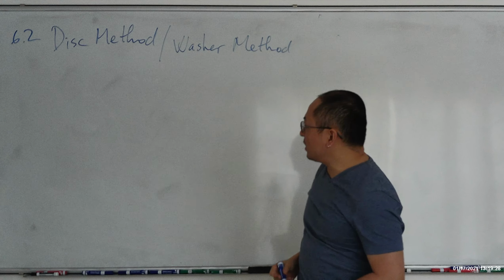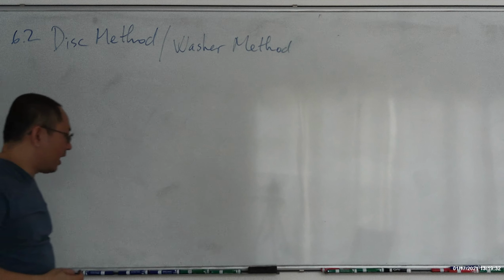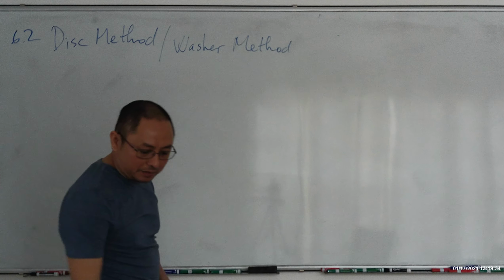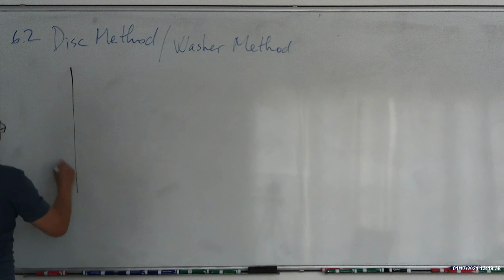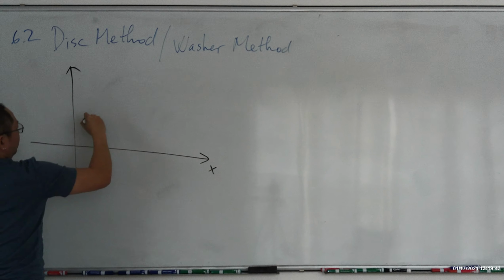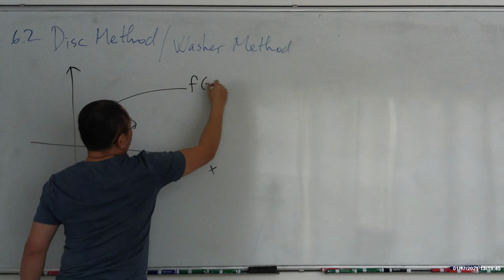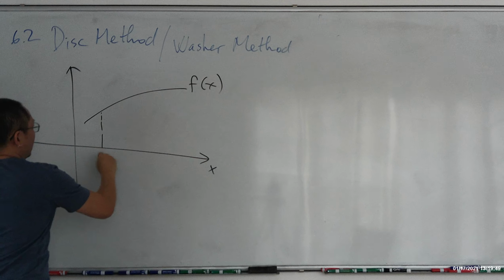So let me start this with a general case, and then I'll show you an example right away, and make sure that you all get it. Say you have a function. This is f of x. We're only restricted from a to b. Okay.